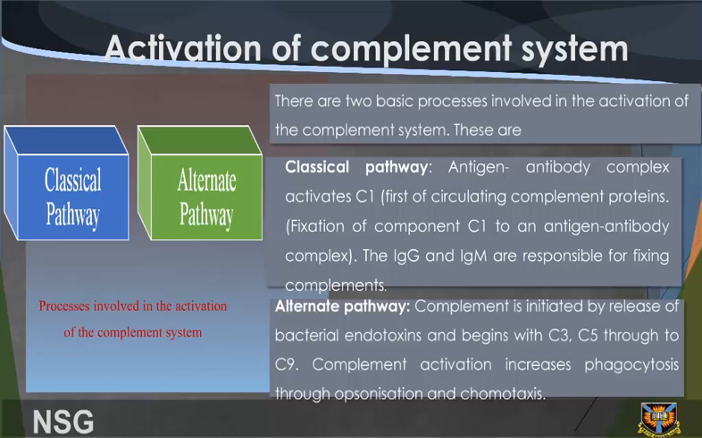Alternate pathway. Complement is initiated by release of bacterial endotoxins and begins with C3, C5 through to C9. Complement activation increases phagocytosis through opsonization and chemotaxis.